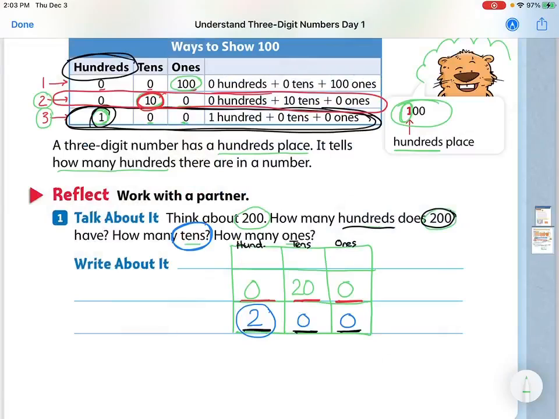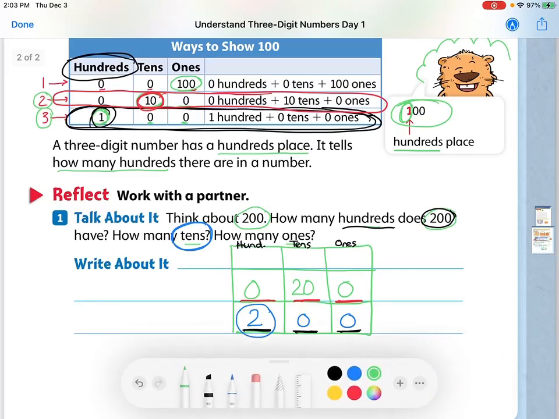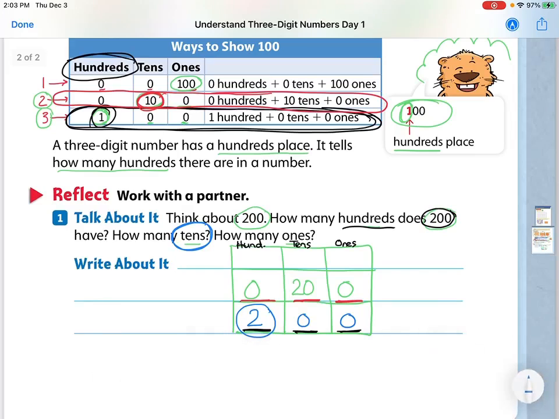Okay, I hope you have the chart filled in this way. For the number 200, if I were going to put that number just in tens, I would have 0 hundreds, but I would have 20 tens, and I would have 0 ones. Good job.